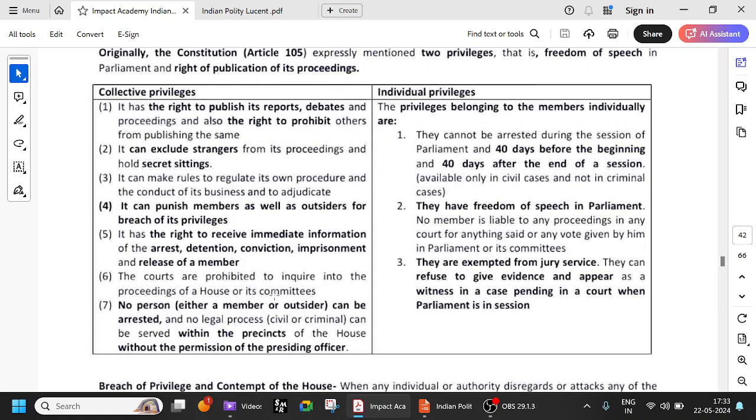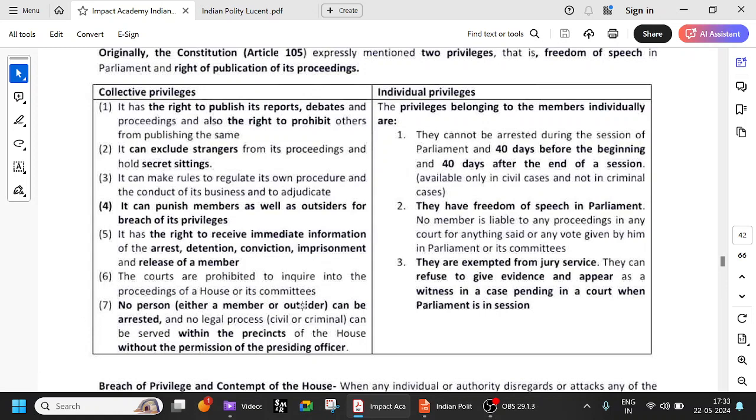Okay. So if the parliament appoints a committee, the courts cannot ask why. Okay, why are you appointing this committee? The courts cannot inquire into those things. Whatever happens in the parliament is according to the procedure of the parliament. Okay, courts cannot inquire into it.